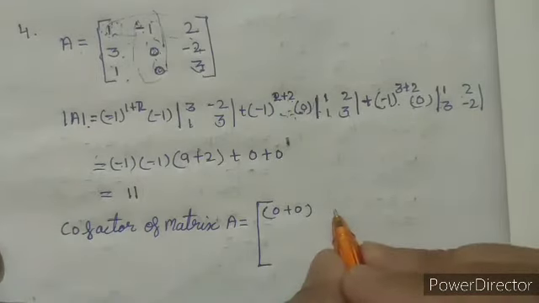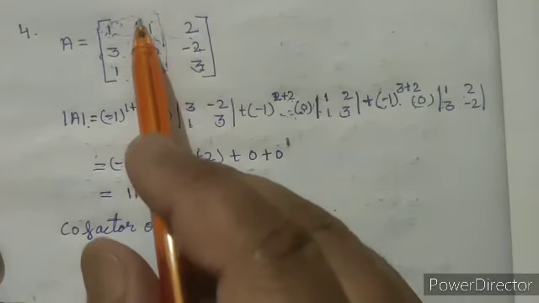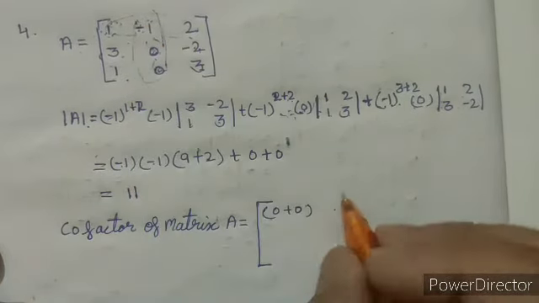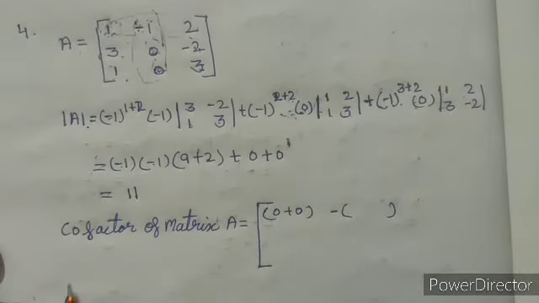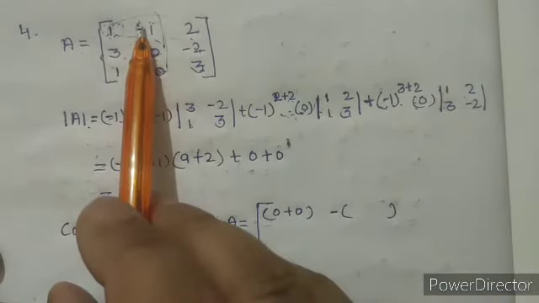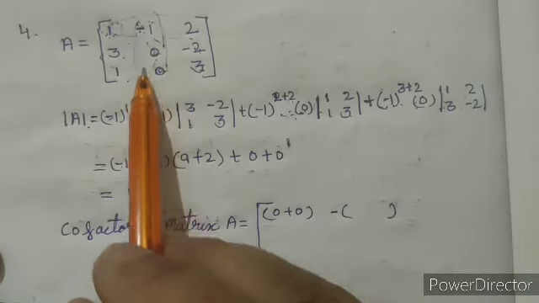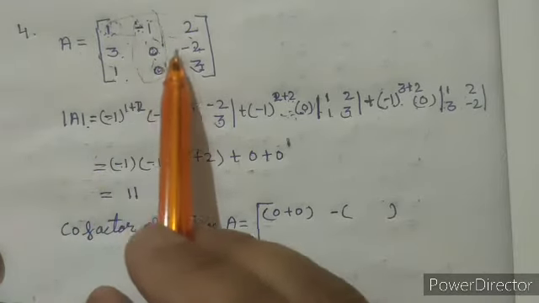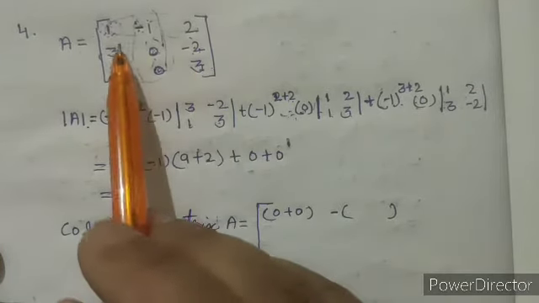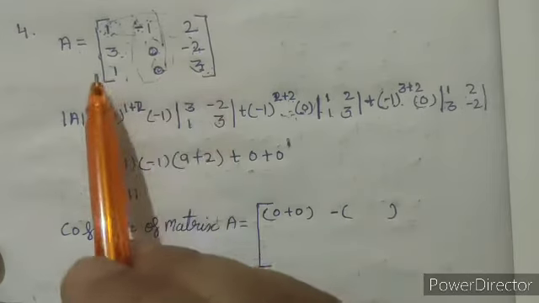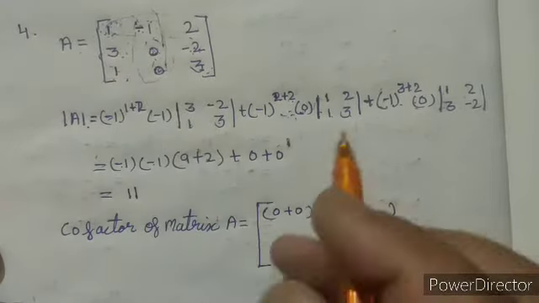Now for the second element of the first row, that will be minus 1 raised to power 1 plus 2, that will be negative, and the minor of minus 1 will be obtained by eliminating its row and column, and that will be the determinant of 3 minus 2 1 3, and that will be 3 into 3, which is 9, minus 1 into minus 2, which is plus 2, 9 plus 2.